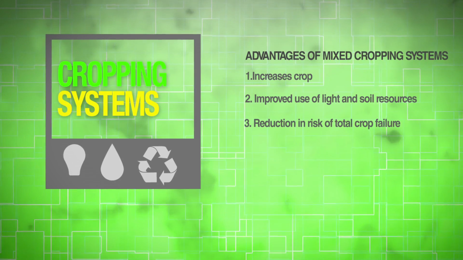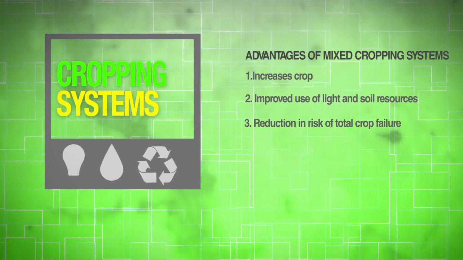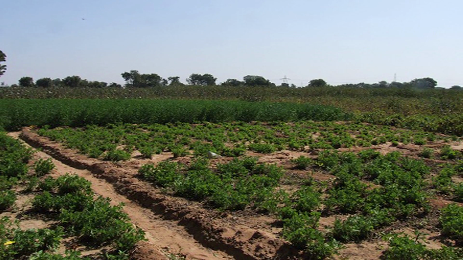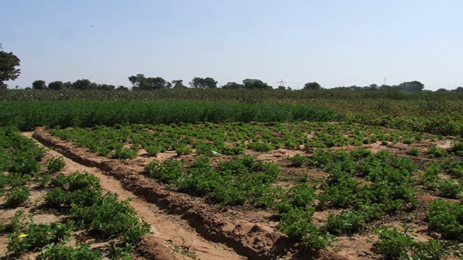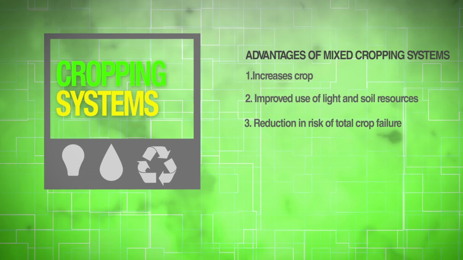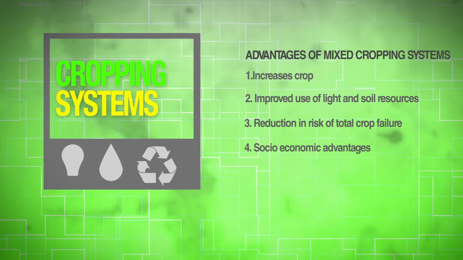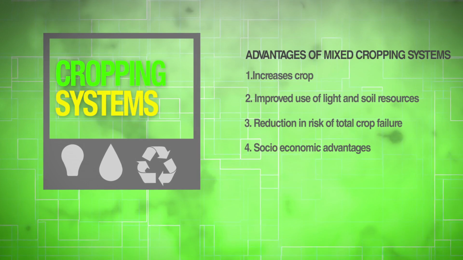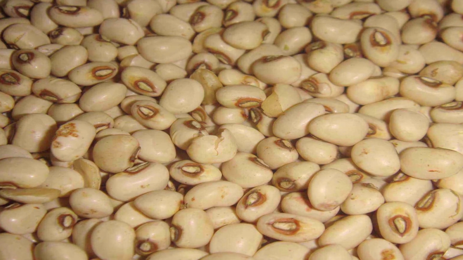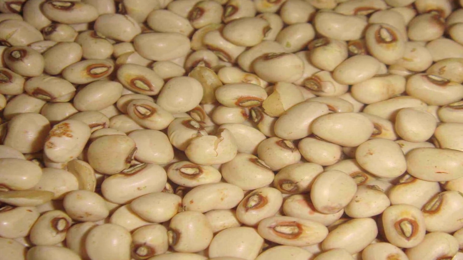Thirdly, reduction in risk of total crop failure. This is associated with natural hazards such as pests and diseases. The mechanisms involved include camouflage and mechanical barriers, modifying the crop background, masking, or dilution. Fourthly, socio-economic. Farmers with limited land resources intercrop to minimize risks. Approximately 98 and 83% of the production of cowpeas and beans are estimated to come from intercrops with other food crops.